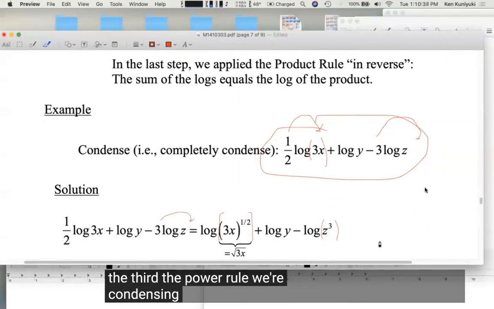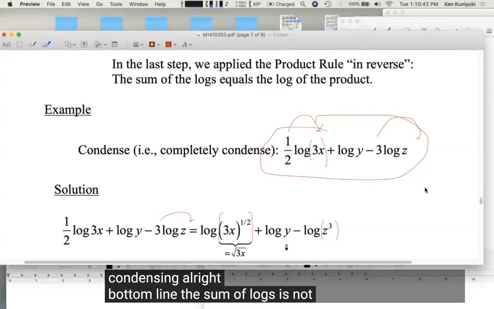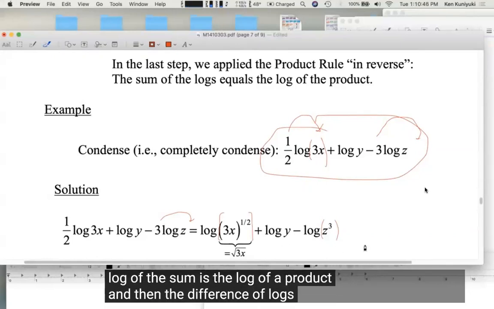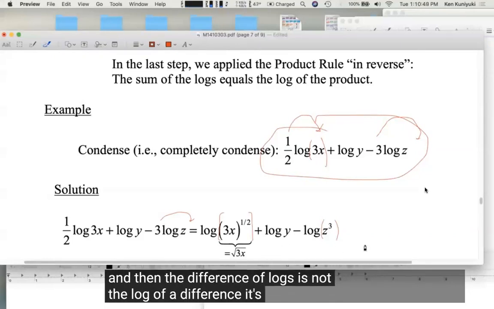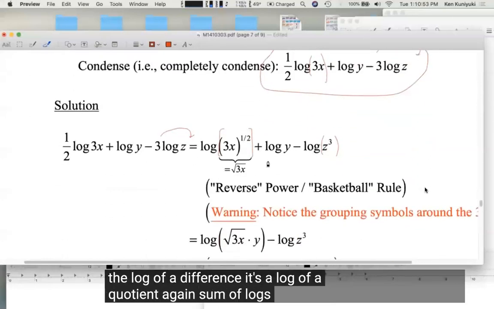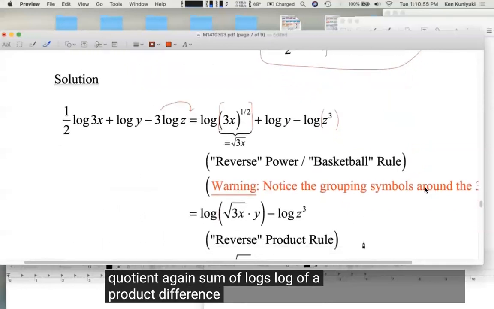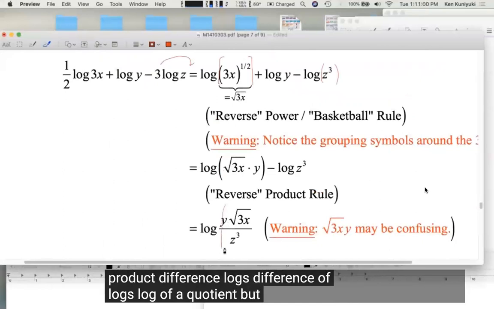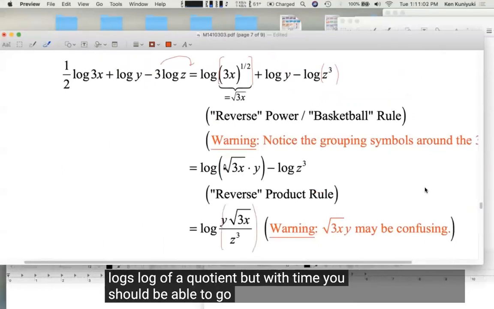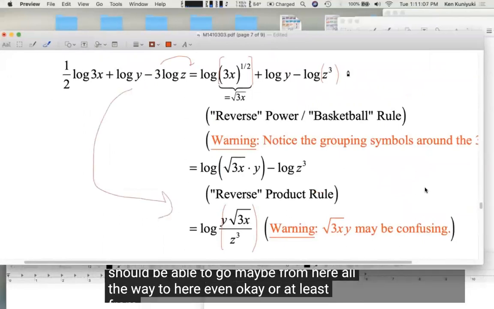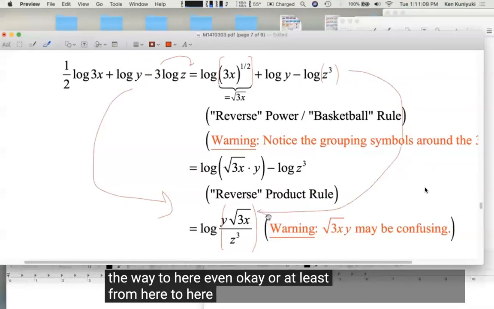We're condensing. All right, bottom line. The sum of logs is not the log of the sum, it's the log of a product. And then the difference of logs is not the log of a difference, it's a log of a quotient. Again, sum of logs, log of a product, difference of logs, log of a quotient. But with time, you should be able to go maybe from here all the way to here even, okay? Or at least from here to here.